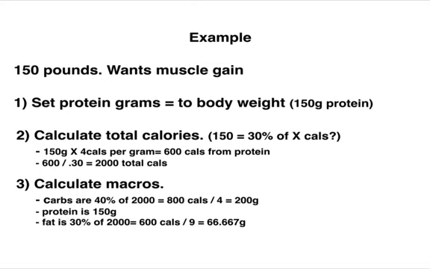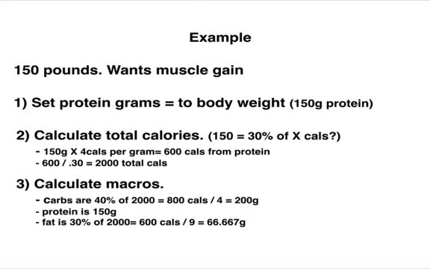So now we have our muscle gaining macronutrient and calorie ratio. 2,000 calories at a 40-30-30 ratio of carbs, protein, and fat. So we're basically going to be eating 200 grams of carbohydrates, 150 grams of protein, and 67 grams of fat.